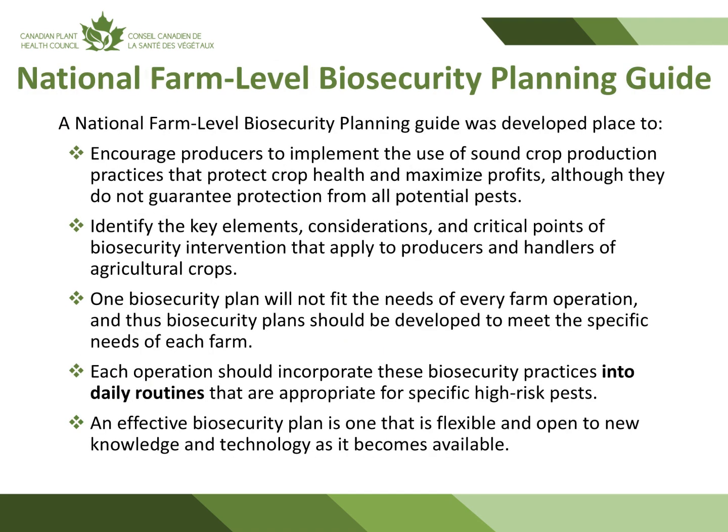A national farm-level biosecurity planning guide was put in place to encourage producers to implement the use of sound crop production practices that protect crop health and maximize profits, although they do not guarantee protection from all potential pests. The planning guide identifies the key elements, considerations, and critical points of biosecurity intervention that apply to producers and handlers of agricultural crops. These preventive guidelines are not all-inclusive, but are generally accepted as beneficial management practices for most agricultural crops.